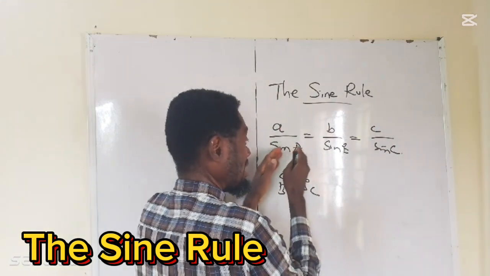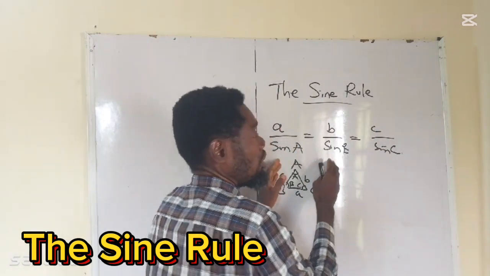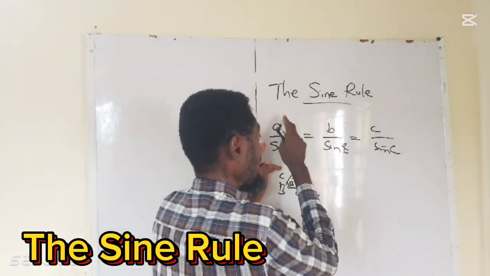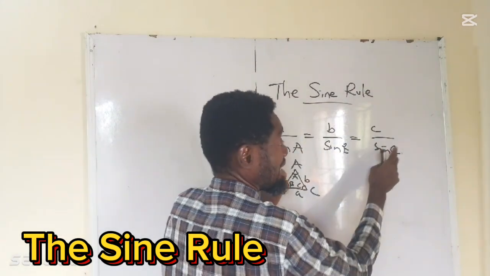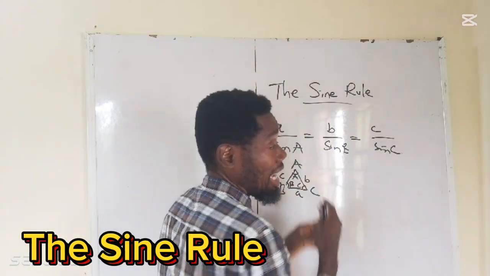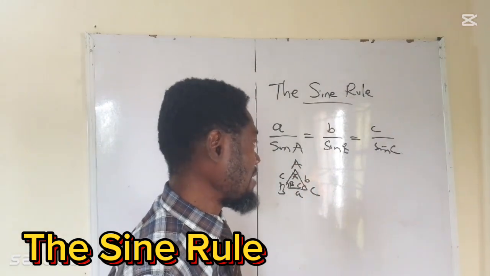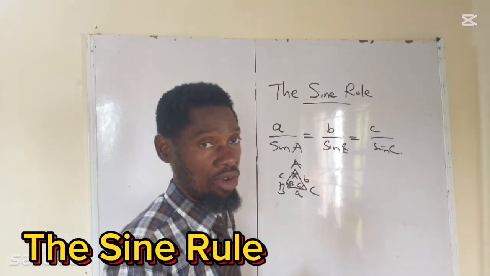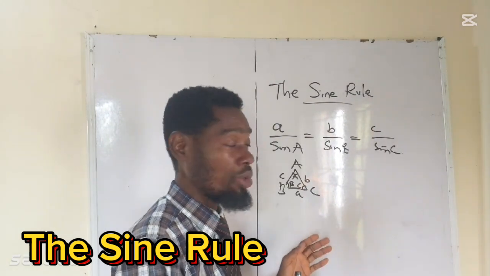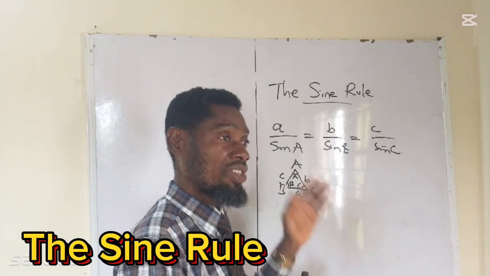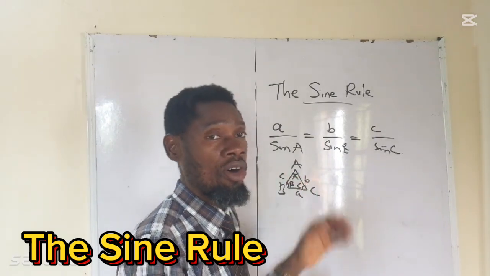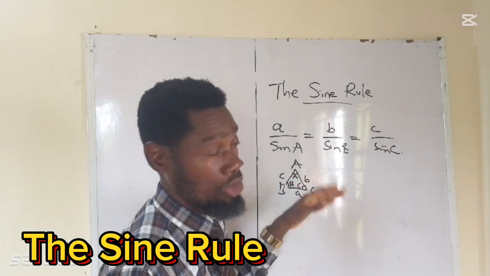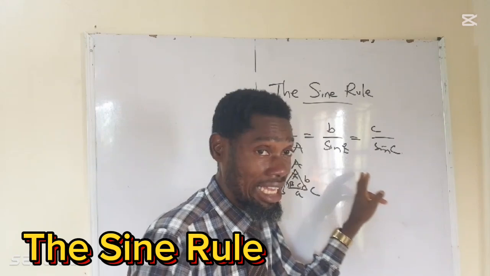You either use a over sine A equals b over sine B, or b over sine B equals c over sine C, or a over sine A equals c over sine C. We use these rules in finding the unknown side or the unknown angles. If you're given two sides of a triangle with an included angle, you can find the unknown side. If you're given two sides with an unknown angle, you can find the unknown angle using the sine rule.